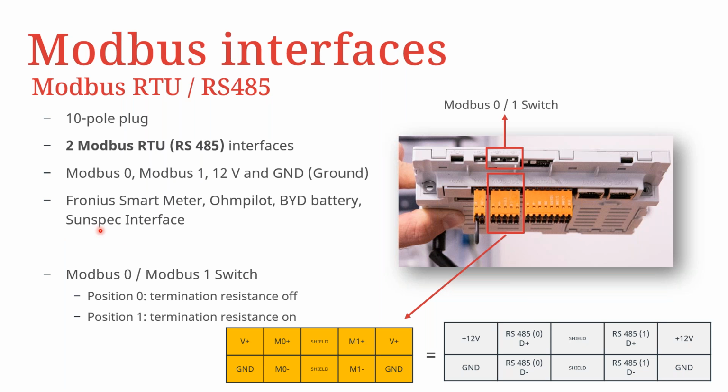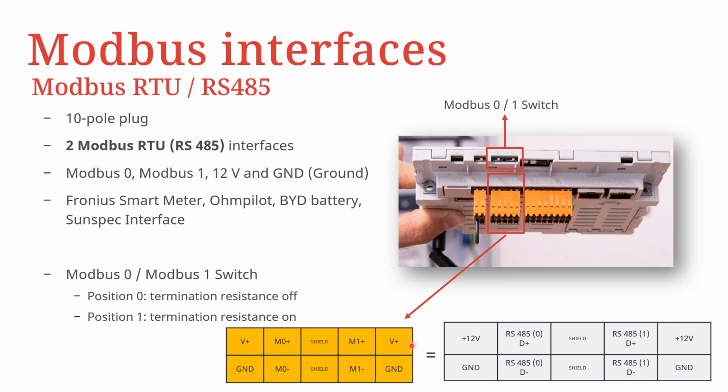SunSpec basically means, simply put, a communication protocol that unifies products from different manufacturers so that they can communicate with each other on the same platform. For Modbus 0 and Modbus 1, please ensure that the switches are on to be able to use that particular Modbus interface.